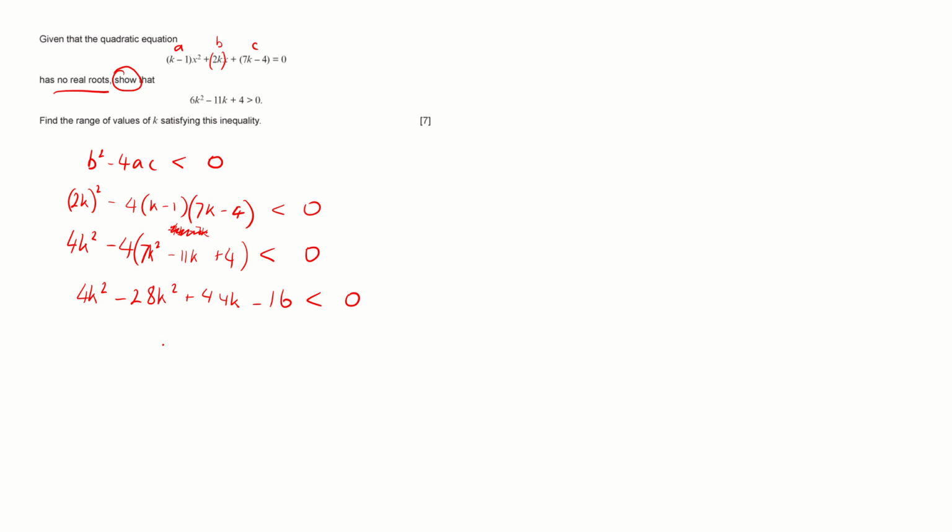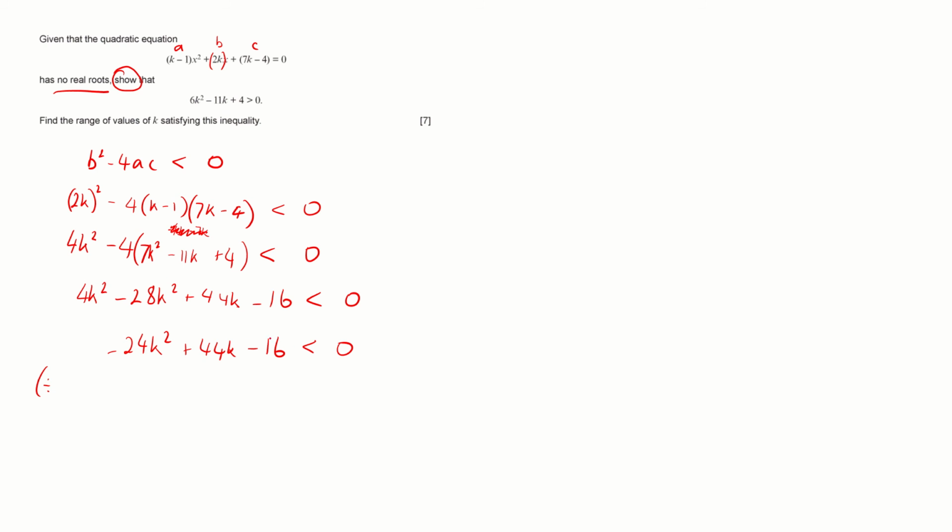It's less than 0. So I can simplify some of this. I end up with minus 24k squared plus 44k, take away 16 is less than 0. Now, that is not quite what I was supposed to end up with here. It will get there, but it's not the same yet, because I can simplify this. I can divide through by something.